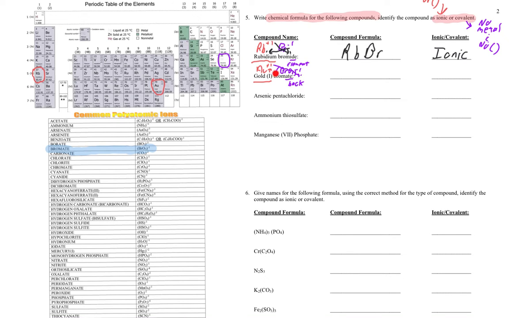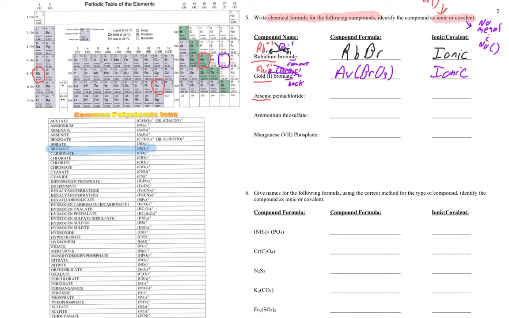Crisscross the numbers from the charges. A 1 goes outside the parentheses. A 1 comes down to the gold. I just get AuBrO3. I can keep that BrO3 in parentheses, but I don't need them. It is also ionic because gold is a metal and BrO3 is a polyatomic ion in parentheses.